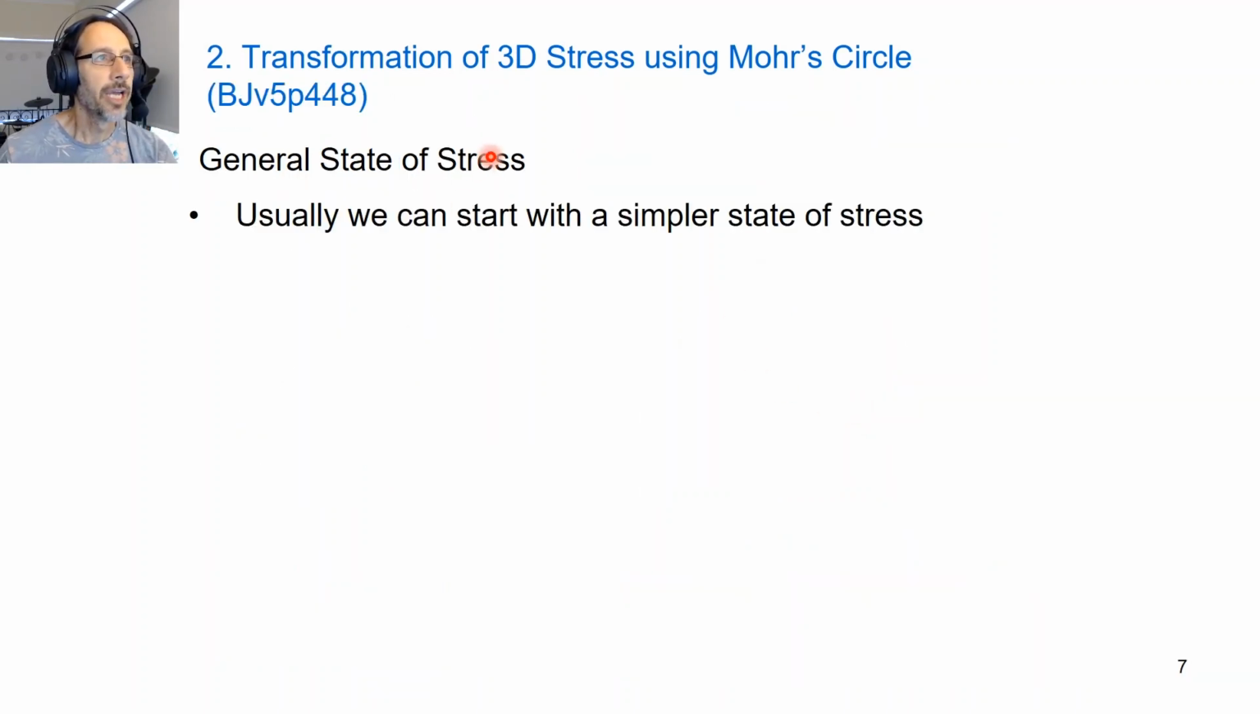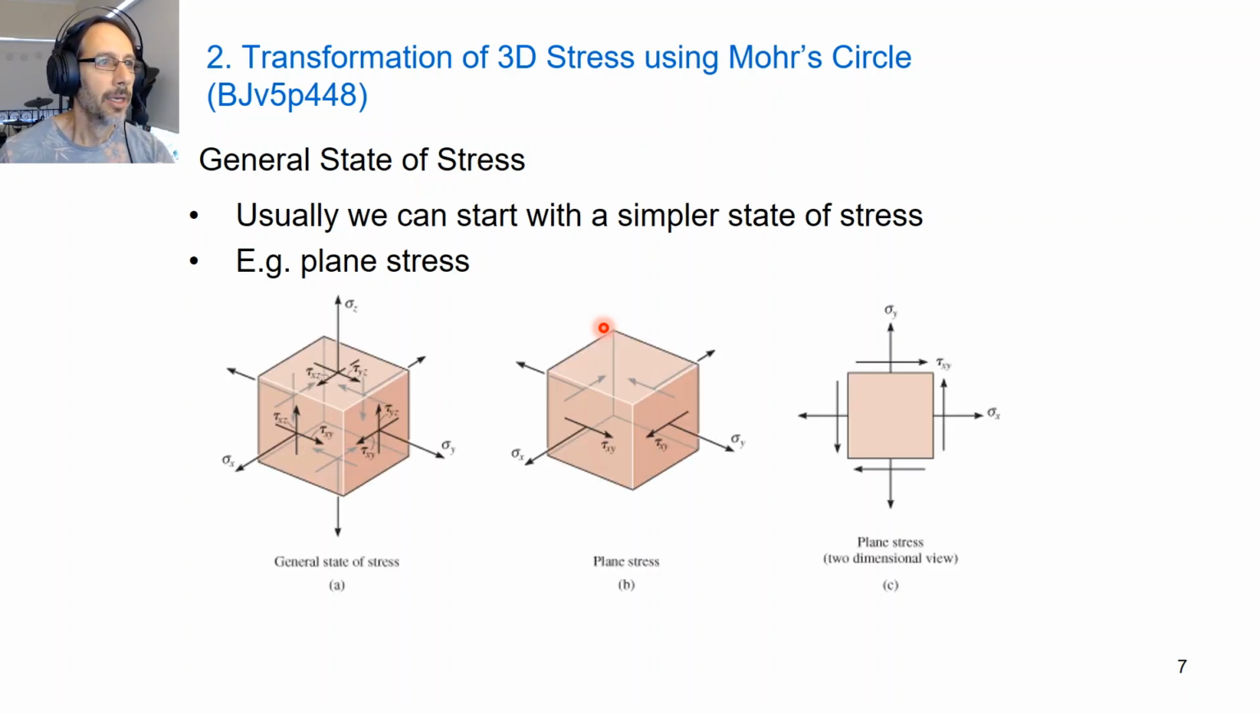Okay, so even though we have a general state of stress in 3D, we can usually start with a simpler state of stress, such as we did with the plane stress condition that we've looked at so far. Okay, so here's our general state of stress. The plane stress condition is that all of our stresses are contained in a single plane. So we've got normal stress in the X direction in the XY plane, and shear stresses in the XY plane.